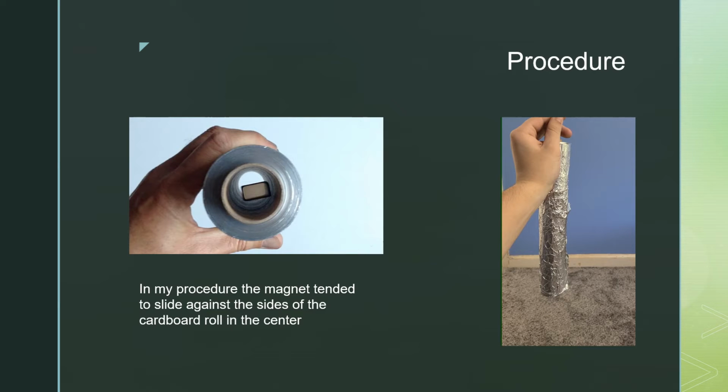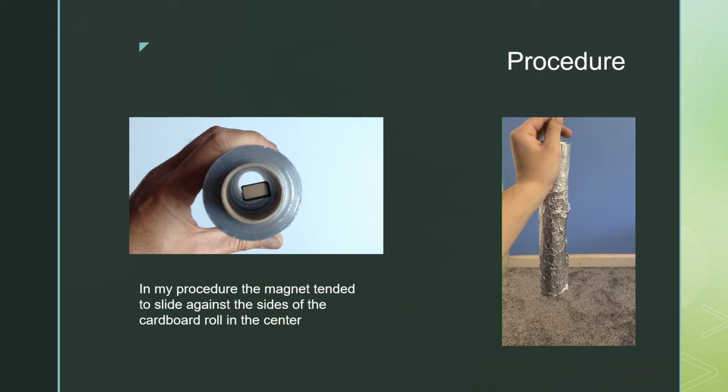Some points of error that I found though were the magnet. I looked above for some of them, and it was sticking to the side, and my tube of aluminum foil seemed to have some factory defects, so there was some ridges on the inside that it was getting caught on several times, and that could have affected the times I was getting.